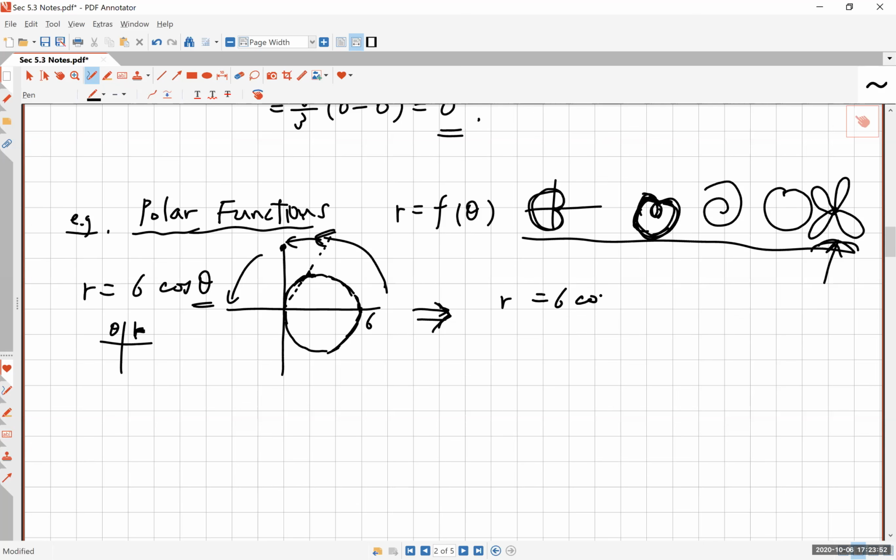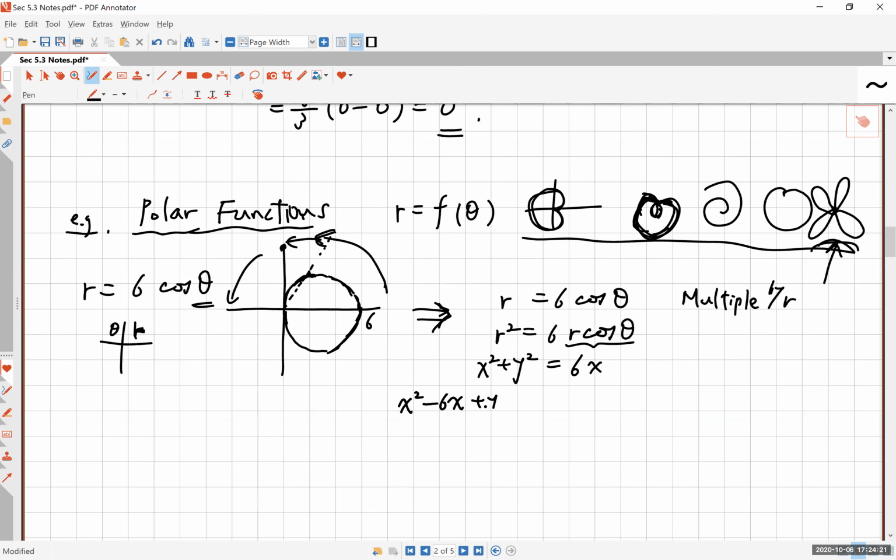Well, when you're given a question like this, maybe you remember this: try to find r squared and expressions like r cosine theta. So here, I can multiply both sides by r. This becomes r squared is 6r cosine theta. And this will tell you what it's supposed to be: x squared plus y squared is equal to 6 times, remember what this is, right? It's just x. And so this now becomes this equation. And you know what to do after this, right? Yeah, you complete the square.